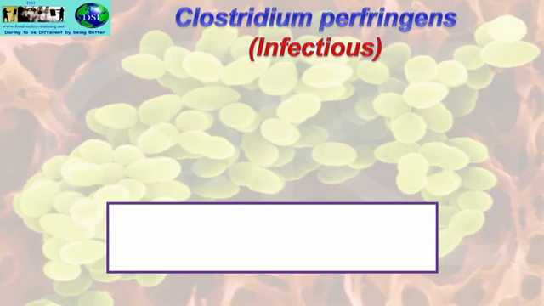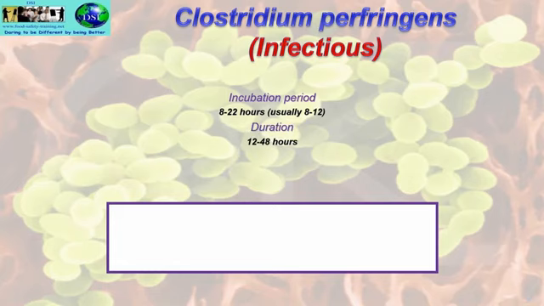Clostridium perfringens, are again infectious, which means large numbers cause infection. Incubation period 8 to 22 hours, typically 8 to 12. Duration of illness 12 to 48 hours. Symptoms include abdominal pain, diarrhea, but vomiting is rare.